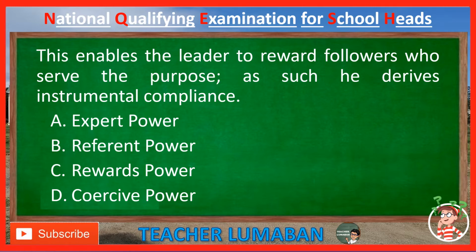The correct answer is letter C, rewards power. The rewards power enables the leader to reward followers who serve the purpose, as such he derives instrumental compliance.